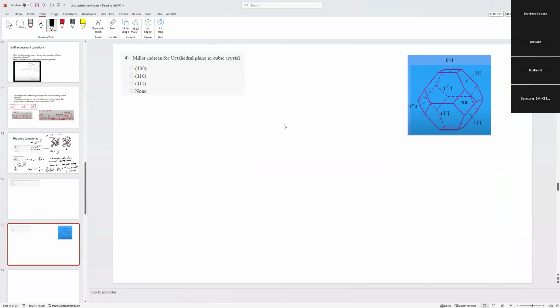Okay, so Miller indices of the octahedral plane in cubic system. So this is a cubic system. Octahedral planes are these planes you see, these ones: one, minus one, one, and its corresponding. So (1 1 1) is the octahedral plane.